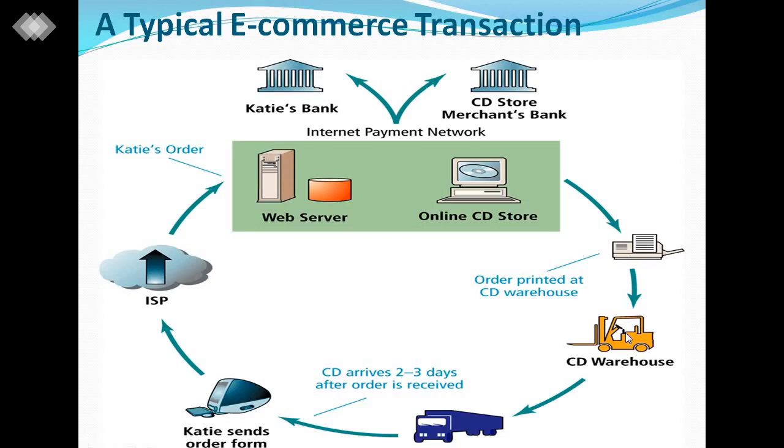So these orders move to their warehouses, and these warehouses receive the order in 2 to 3 days, and after receiving they send to their ISPs, and these ISPs also move the order to their respective customers, or they can check in the web servers. So this is how a typical e-commerce transaction should be done.